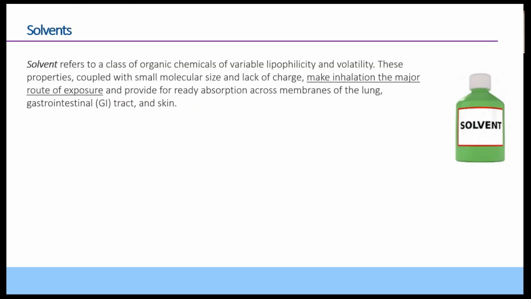So first, what are solvents? Solvent refers to a class of organic chemicals of variable lipophilicity and volatility. These properties, coupled with small molecular size and lack of charge, make inhalation the major route of exposure and provide for ready absorption across membranes of the lungs, GI, and the skin.